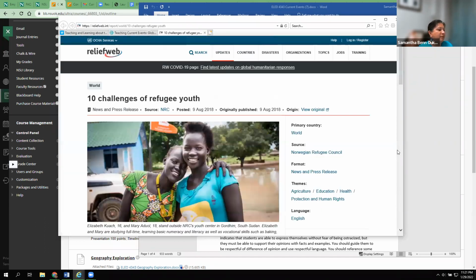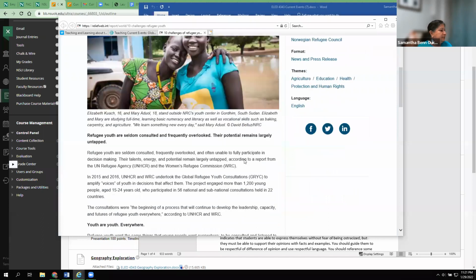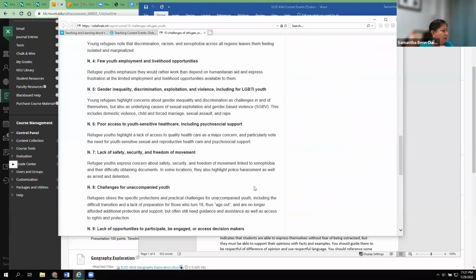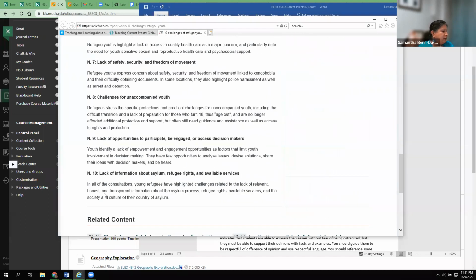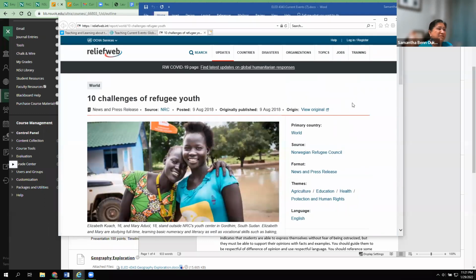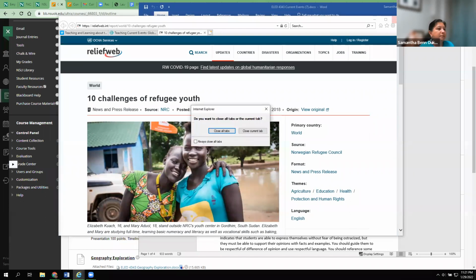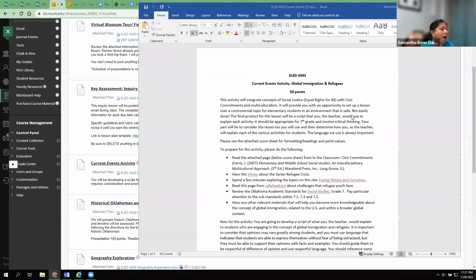And then this one that will be specific to your 7th grade as you get into the activity with them. This is not a particularly long article, but it's these students addressing these 10 areas that our students might not really think about. Now I'm going to close these tabs.